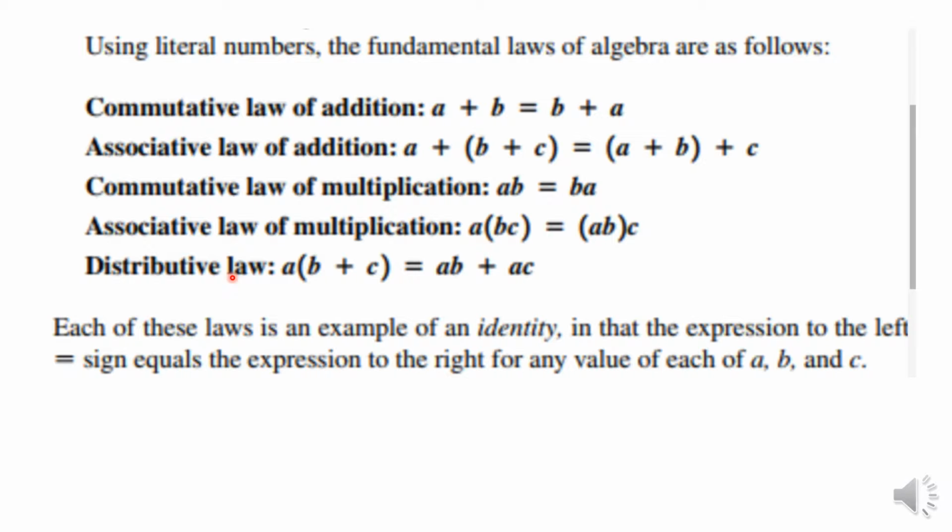The distributive law deals with both multiplication and addition. We have A times the quantity B plus C is the same thing as A times B plus A times C, and if we read that backwards, that is a factoring kind of thing where we factor out the common factor of A. Each of these is an example of an identity. That means that the expression to the left of the equal sign equals the expression to the right of the equal sign for any values of A, B, and C.